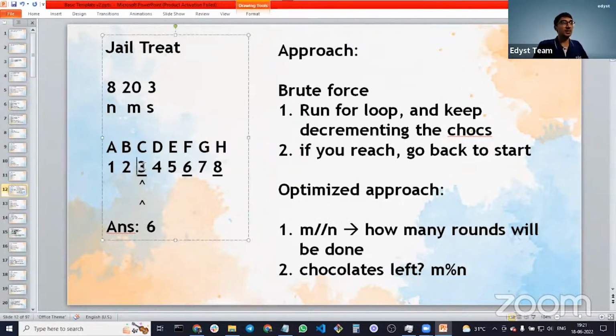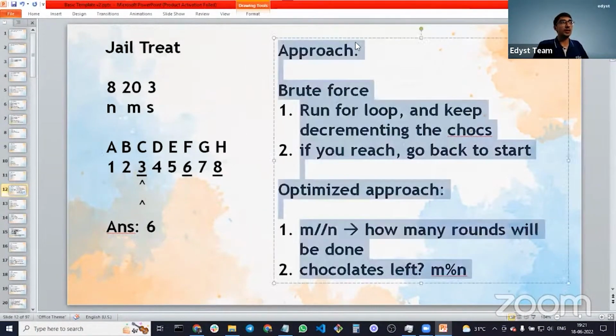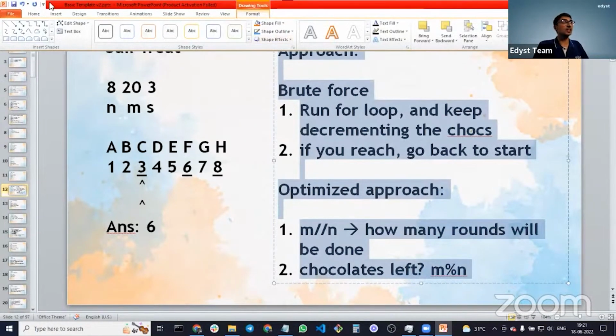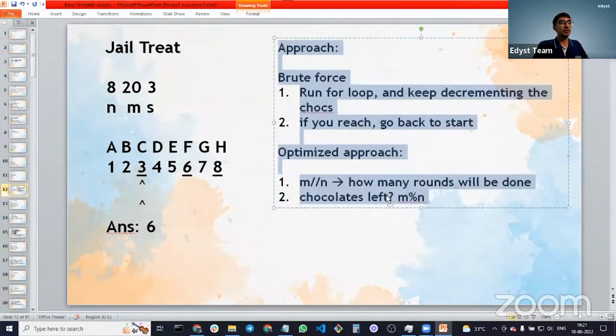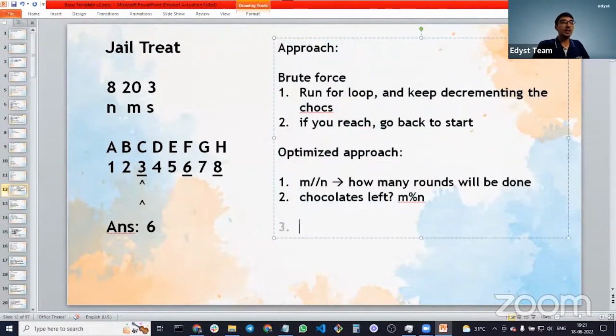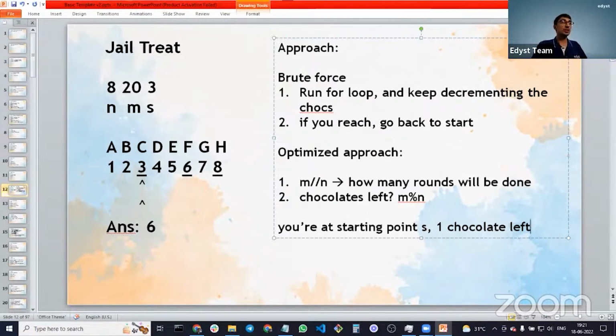You are at index 3. There's 1 chocolate left. What is the index 3? That's the starting point. So if there's one chocolate left at the starting point, where will it go? Let's say you're at the starting point S, and now you have one chocolate left to deliver. Who is going to get this chocolate?